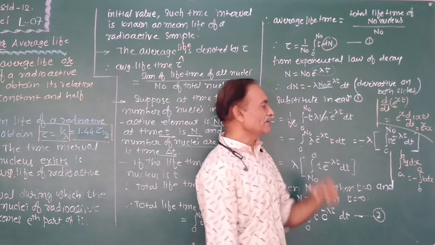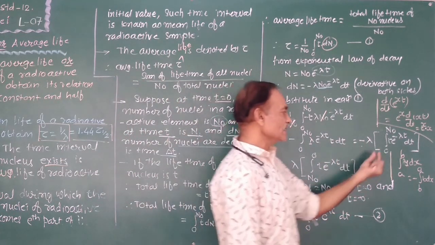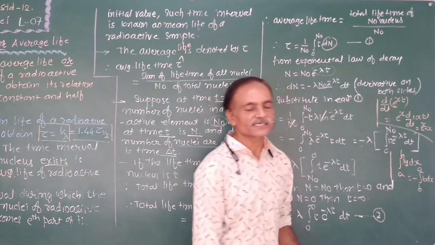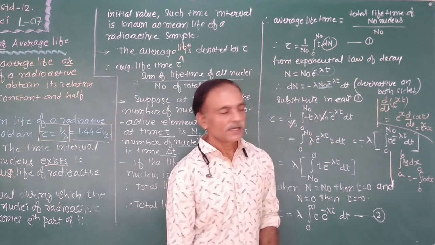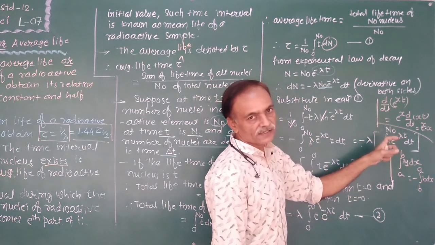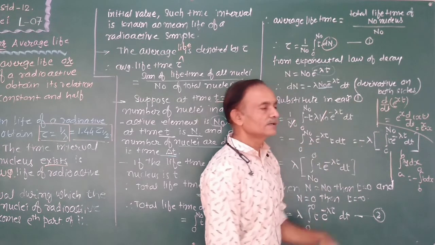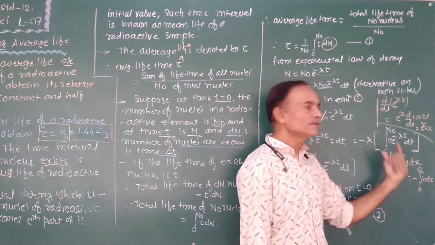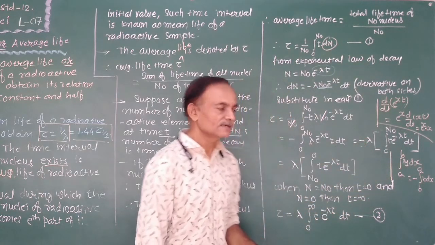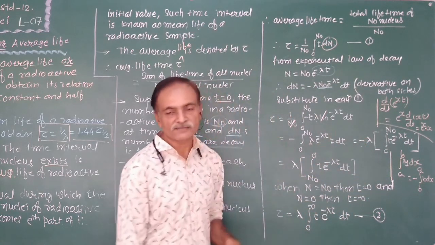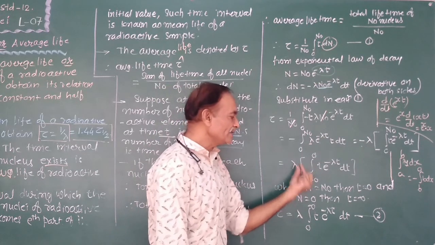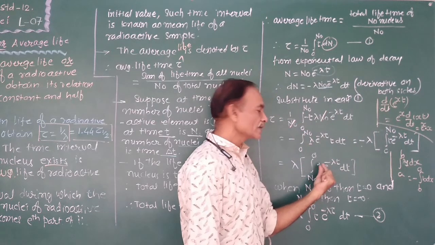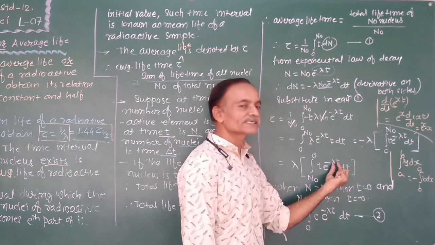So here the minus lambda is common. Integration from 0 to N0, t into e^(-lambda t) into dt. Now we change the limit, upper to lower and lower to upper. Therefore the value of this integration becomes negative. Already a negative is present, therefore this negative becomes positive. Therefore lambda into bracket, integration from N0 to 0, t into e^(-lambda t) into dt.